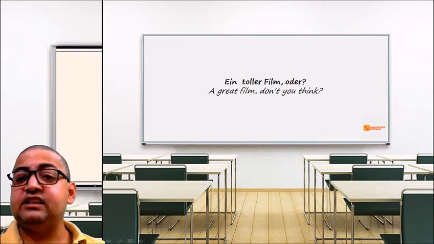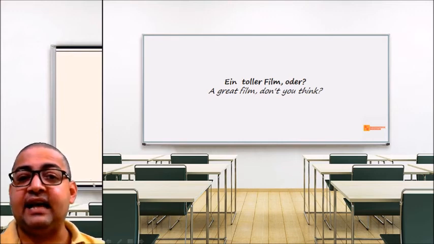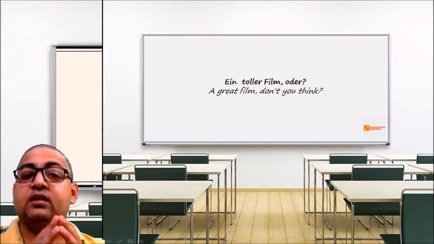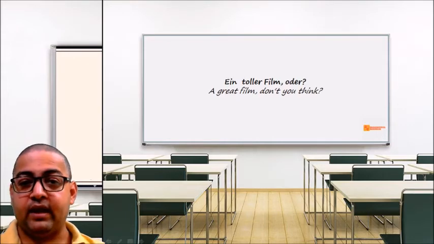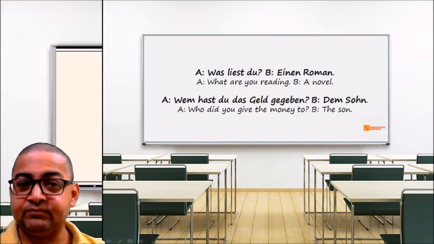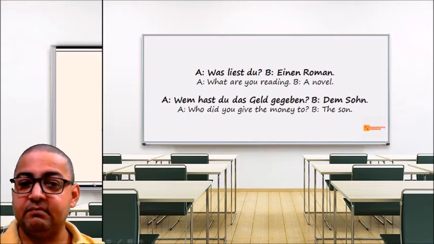If an isolated noun is in fact the object of an otherwise unuttered sentence, as in the abbreviated answers to questions, the accusative or dative may be required. Example: was liest du? Einen Roman. Wem hast du Geld gegeben? Dem Sohn.